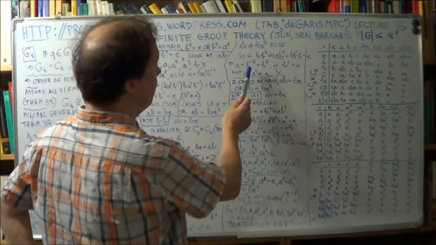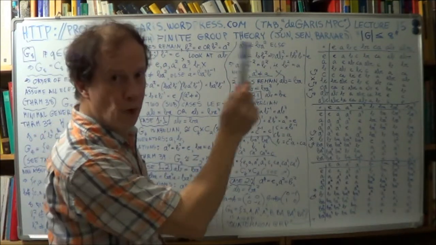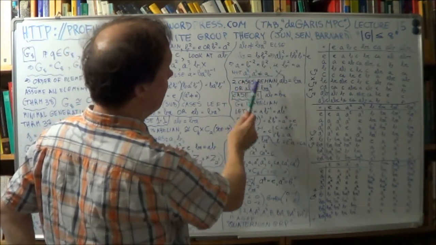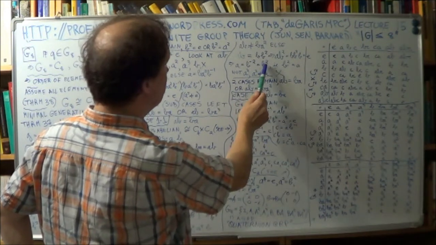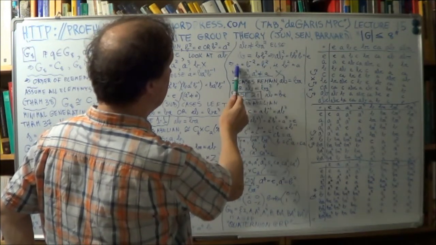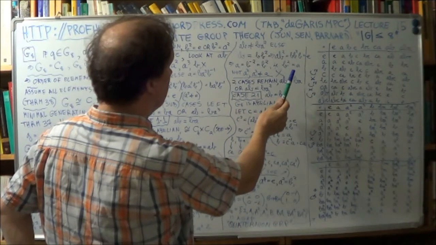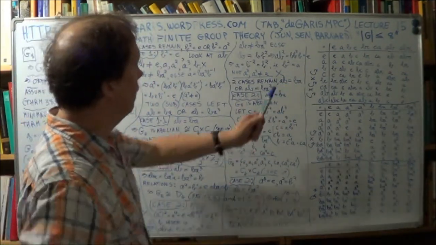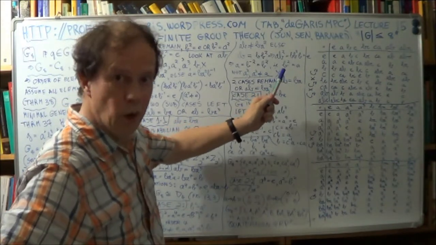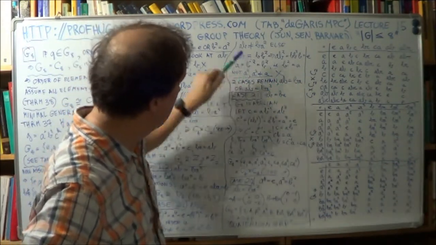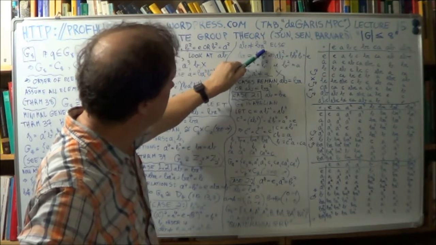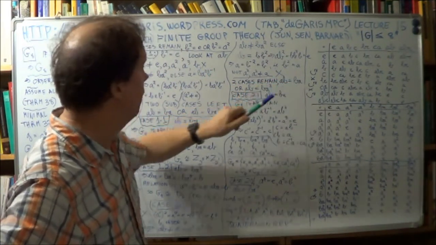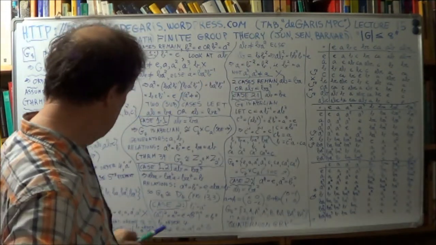Okay? But the order of B is 4. So B to the minus 2 is just B to the 2. Okay? So therefore B squared is A. So B squared is A, not A squared. If that's true, if AB equals BA squared, you deduce B squared is A. But B squared is A squared.